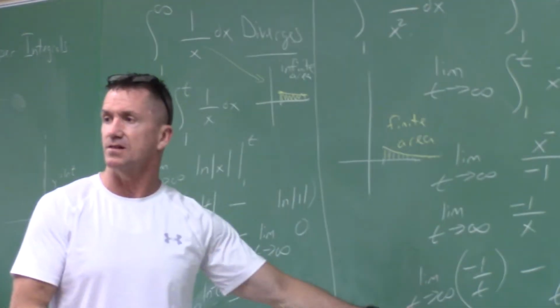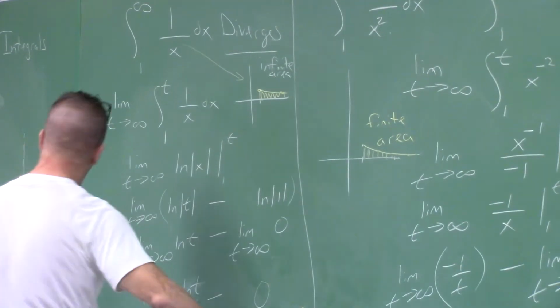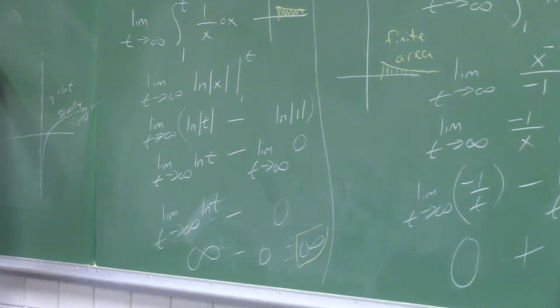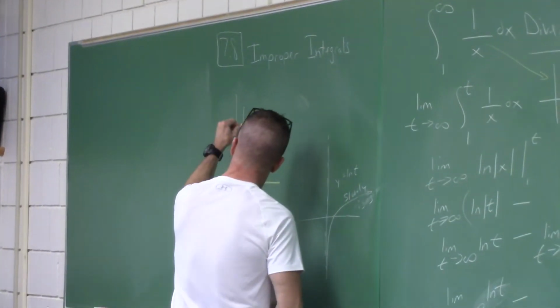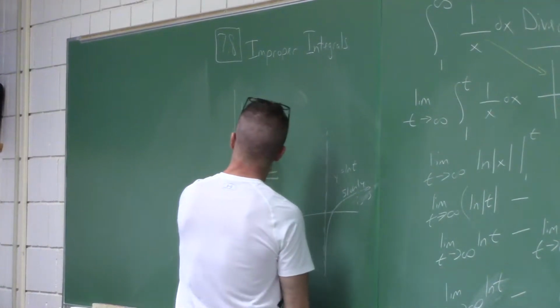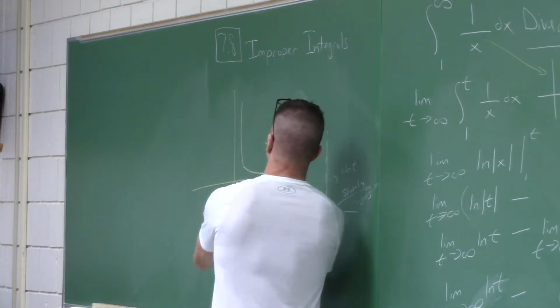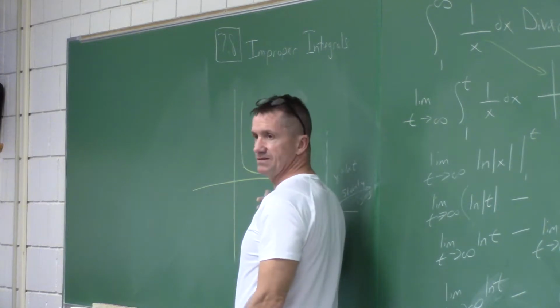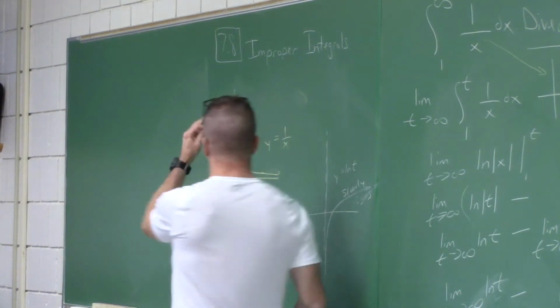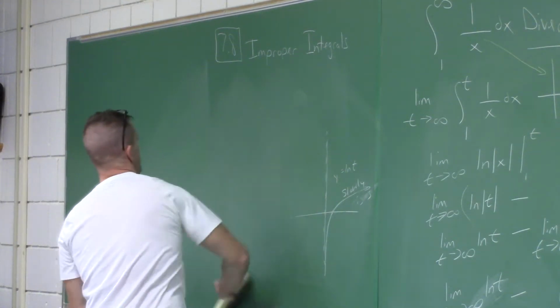Can we look at this graphically? What is the graph of y equal to 1 over x? This would be y equal to 1 over x. That's what the graph looks like. But it had a negative, right? So I'm going to rewrite this as -1 over x. You know what that graph looks like? It just looks like this.